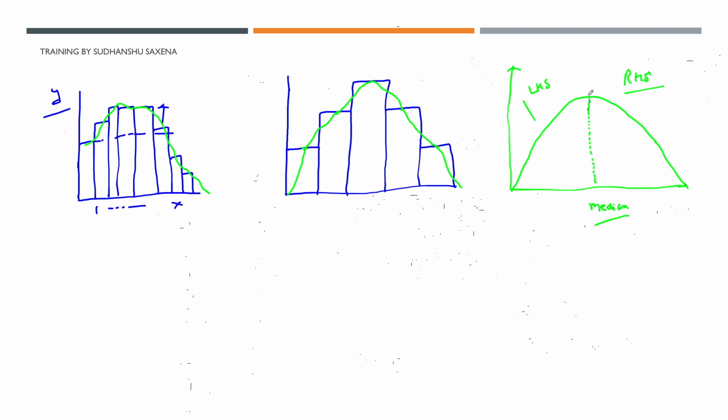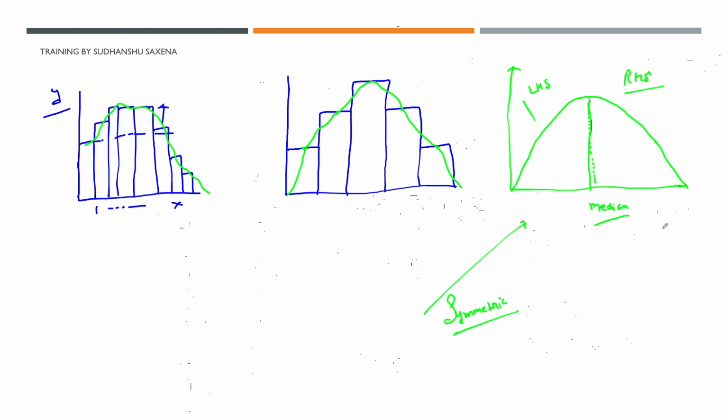Which means that if I draw a line, which is something like this, we will have mirror images, right? And this kind of graph is called a symmetric graph. Most of the time the values are lying at the same point, like the center is always nearby the median value.